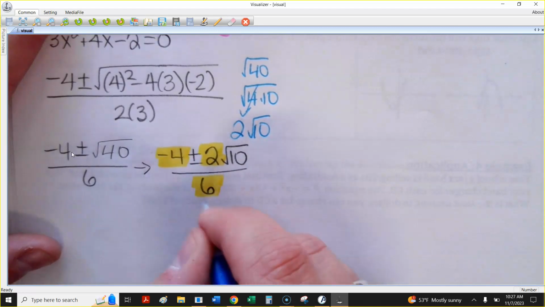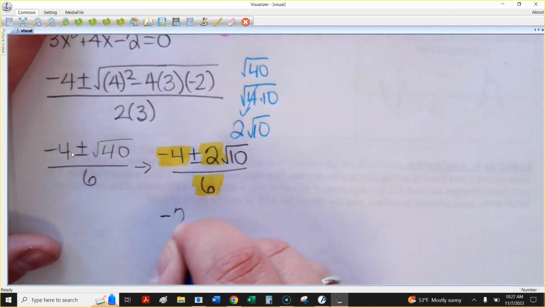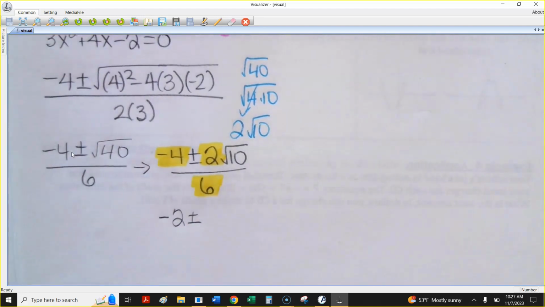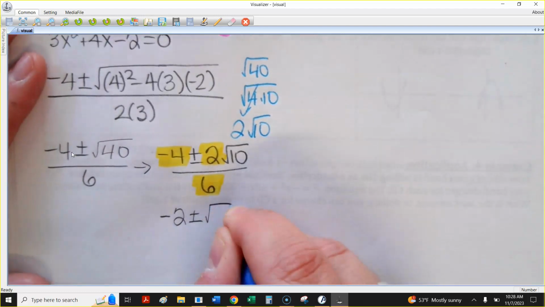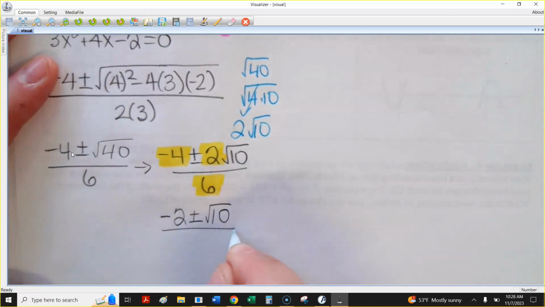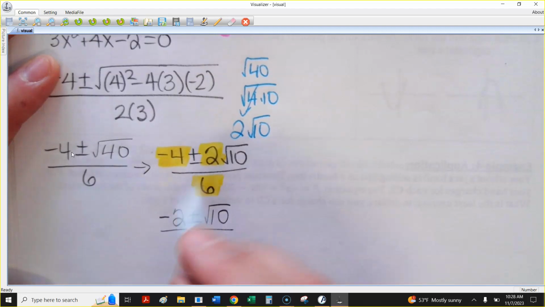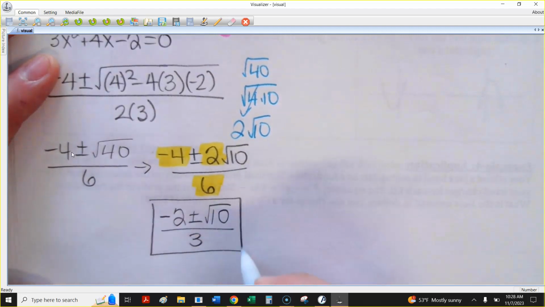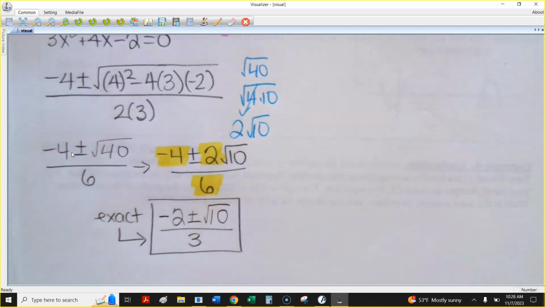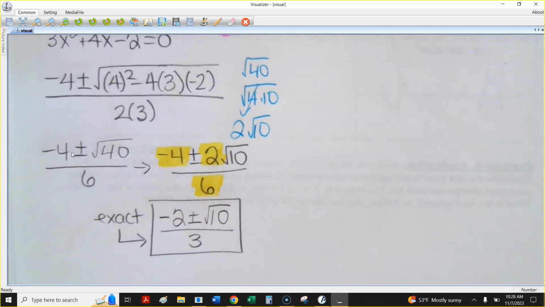Just divide each of these by 2. This negative 4 would become negative 2. Now, you're not going to see a 1 written in here, but 2 divided by 2 is 1. What you would just see is that square root of 10. Don't divide that by 2. Don't touch the radical, just whatever's in front of it. And then 6 divided by 2 is 3. All right, now, this is 2 answers written because I have the plus or minus. That's what we would call an exact answer.